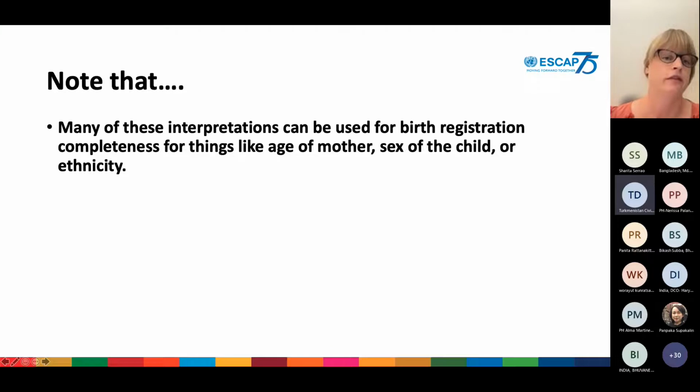And so this particular exercise was talking about deaths, but many of these concepts or ideas would also apply to births, which we will also talk about later in the next lecture, but just note that this is not all specific to death per se.